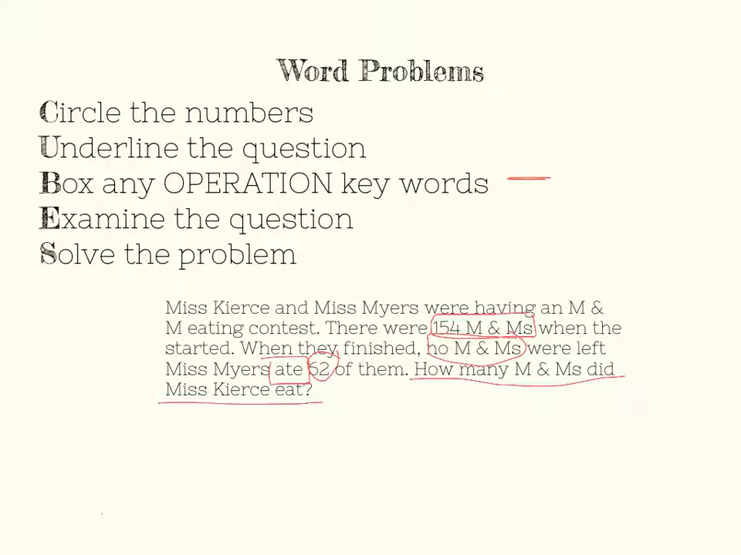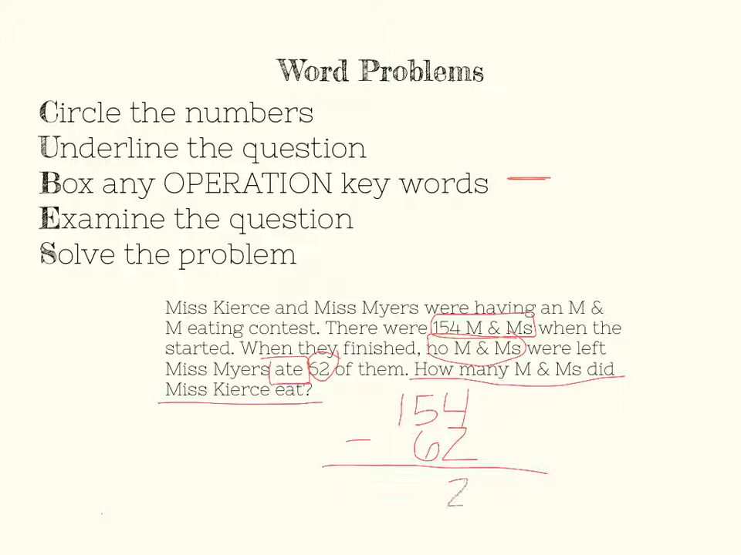Miss Myers and Miss Kearse started with 154 M&Ms. When they finished, no M&Ms were left. So I know that whatever I find out is going to be what Miss Kearse ate, because after what Miss Myers ate, Miss Kearse would have had to eat the rest since there were 0 left when they were done with their contest. Miss Myers ate 62. I'm going to subtract 62 because that's going away. She's eating them. They're no longer there.